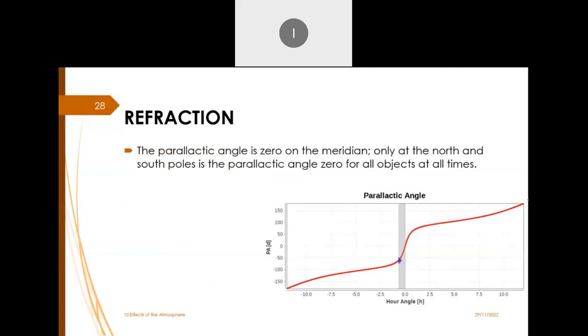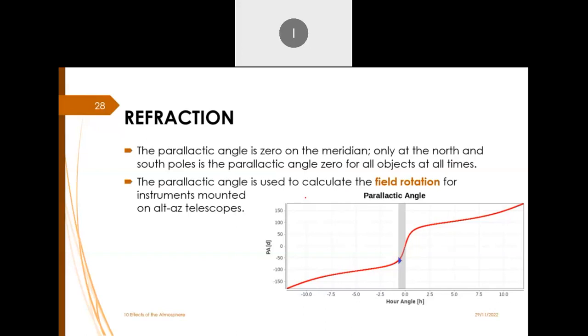So here is the parallactic angle plot. It is zero on the meridian. Only at the north and south poles is the parallactic angle zero for all objects at all times. You can use it to calculate the field rotation also for an instrument mounted on an altitude-azimuth telescope.